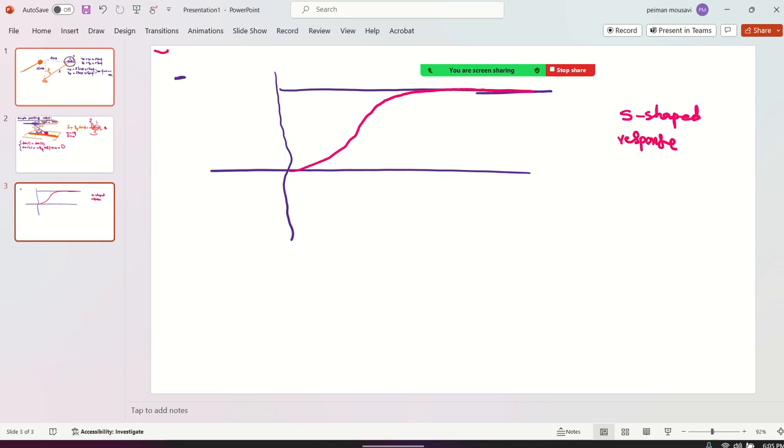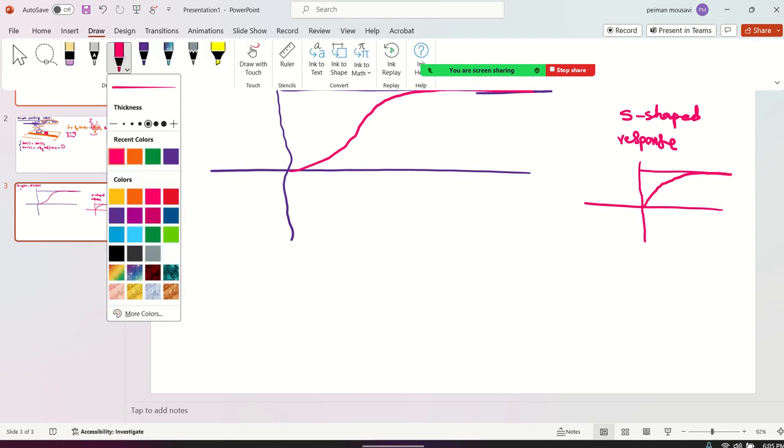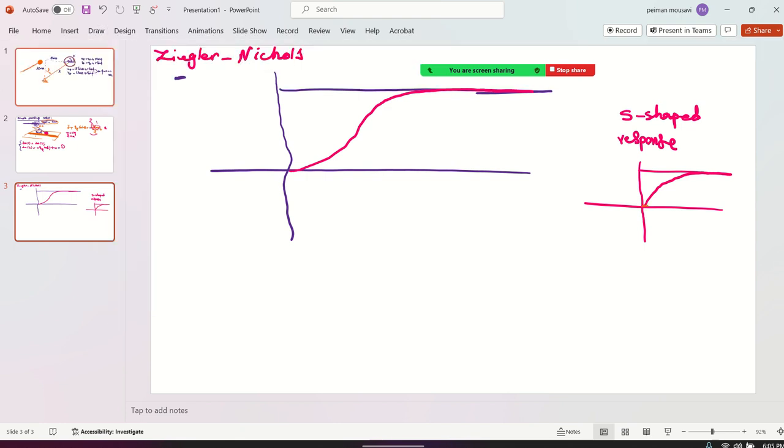This is the Ziegler-Nichols criteria to tune PID gains. You know that when I was teaching you the transient response of a first order system, it was like this. Remember, this is the first order system. Now, if you put in a delay, it's going to be like this. It means the response is delayed to the right. That's why we name it the S-shaped response. This is like a delayed first order system.